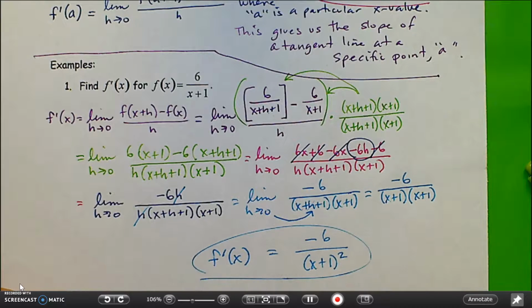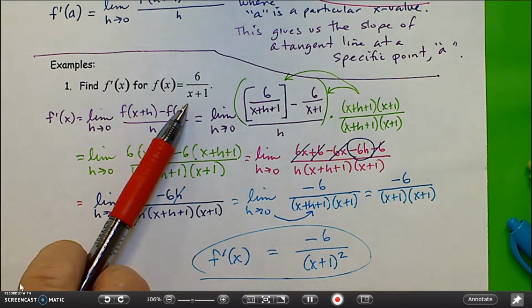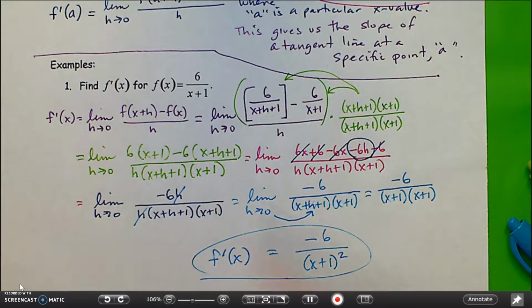So there is my derivative of the function for any value of x. So it's the slope of the tangent line to the function for any particular value of x that I choose. Well, except for negative 1. Negative 1 wouldn't work, but that's because negative 1 is not in the domain anyway. But anything other than negative 1, it will work.